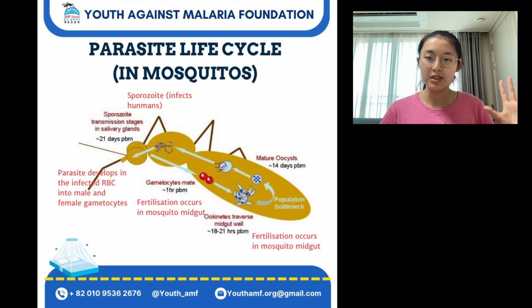Fertilization therefore occurs in the midgut, and then it produces oocysts, which mature and turn into sporozoites. This is the form that infects humans, and it is transported to the salivary gland, from which the mosquito ejects the sporozoites as it draws blood from another individual.